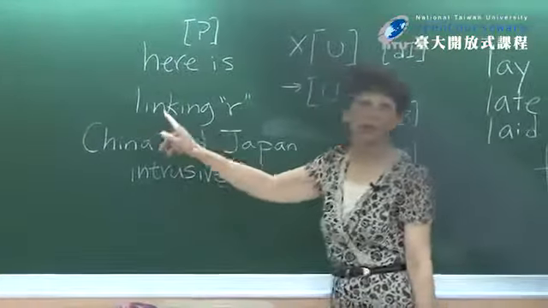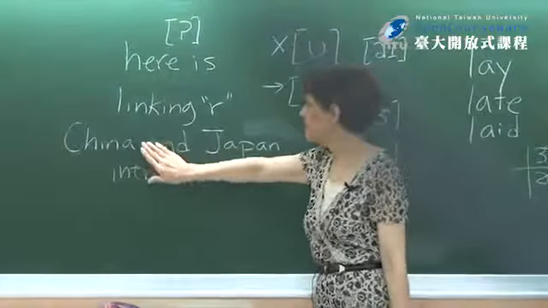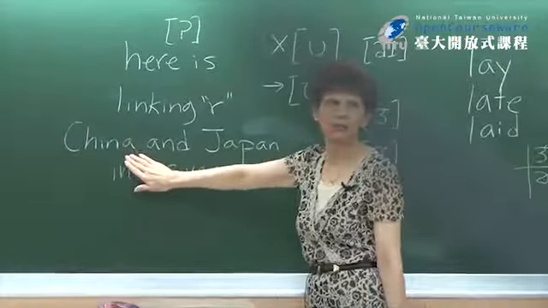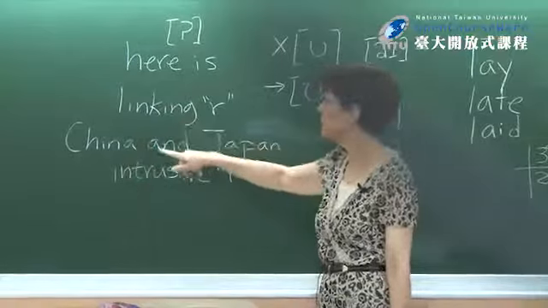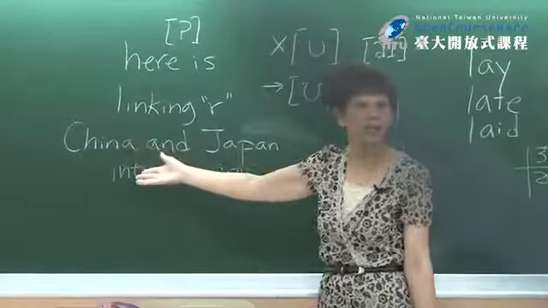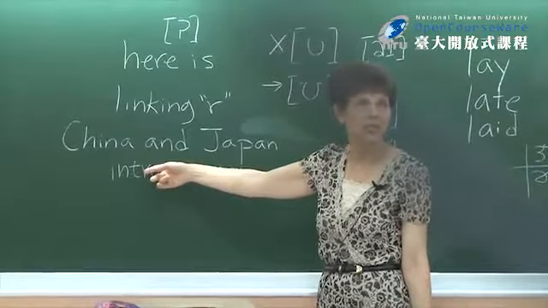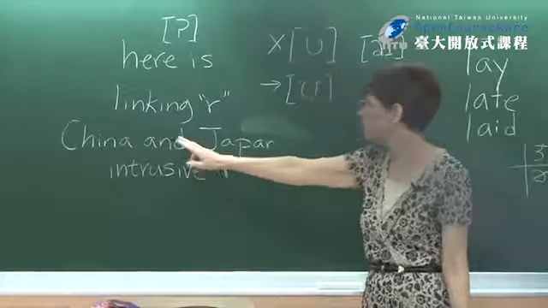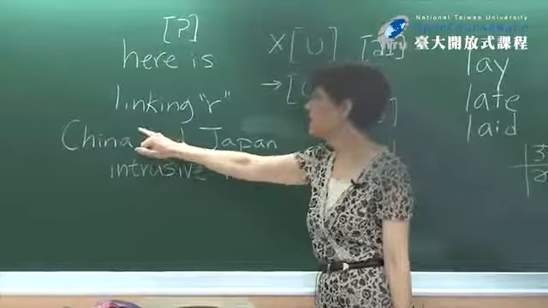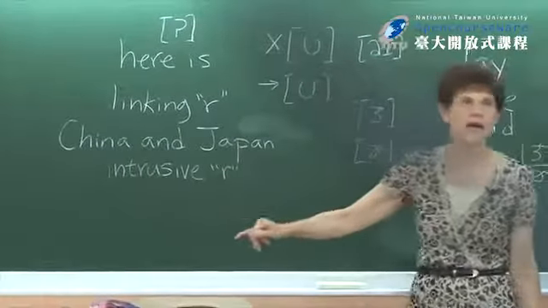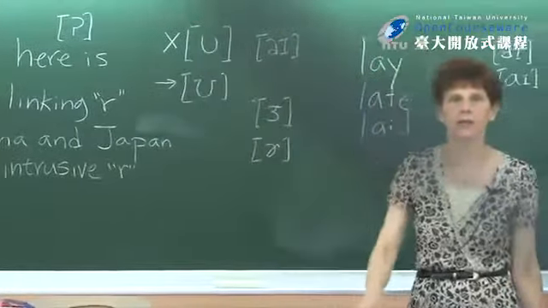And what is the rule? I don't know the exact rule, but I know that it depends on the final vowel here. Some final vowels don't take intrusive R, but a schwa will. In China, is the last sound a schwa? China, China, China in Japan. So with a schwa plus a word that starts with a vowel, you get an intrusive R. Not all the time, but it's very common. Okay?